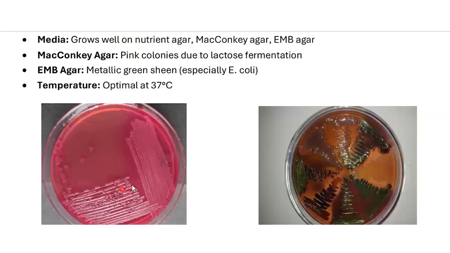You can see in the figure, on the left side, the MacConkey agar with pink colony formation. And on the right side, you will see the EMB agar. You will see the metallic green sheen. That is the characteristic of E. coli. And the optimal temperature for its growth is 37 degrees Celsius.